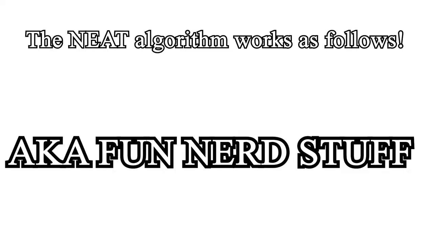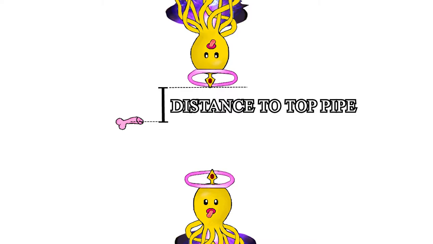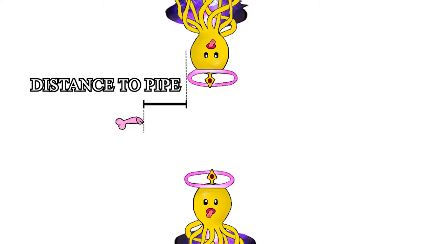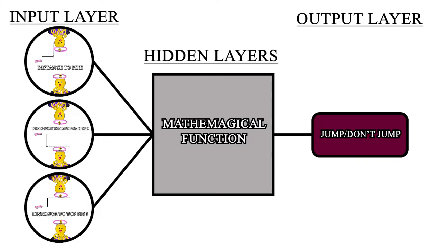The algorithm works like this. You give the algorithm some inputs, in this case the distance from the bird to the top pipe, the distance from the bird to the bottom pipe, and the distance from the bird to the next pipe. These distances get fed into a mathematical function which validates the inputs and predicts an output between 0 and 1. The bird will jump if the output is greater than 0.5. This is one of the most essential and basic concepts in machine learning, called a neural network.